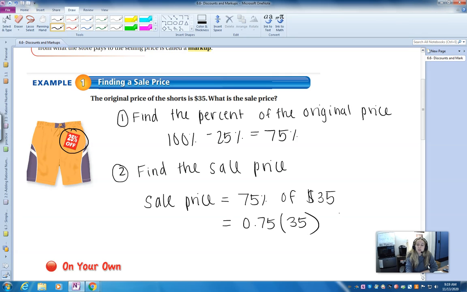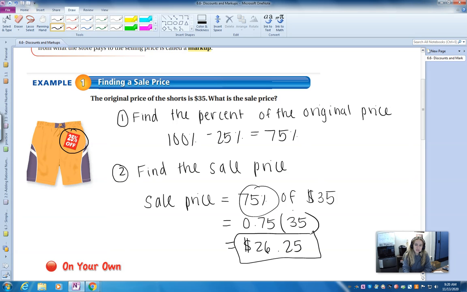This is going to give you how much of 35 you're going to pay for. If you type that into your calculator, 0.75 times 35, you should get $26.25. Okay, so if you take 25% off, that should be the price of the shorts. Remember, when you write the percent, you need to write it as a decimal, right? As a decimal. Just a friendly reminder.